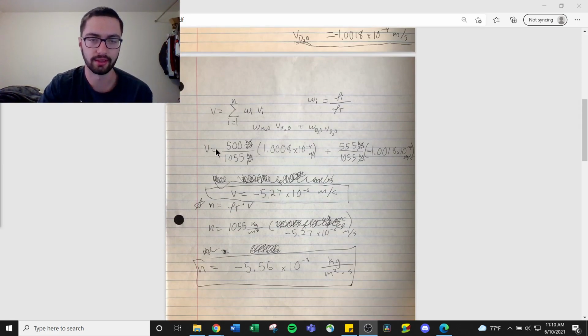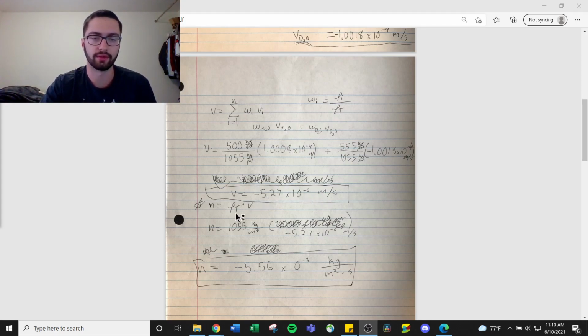And when we plug in all the numbers, the mass fraction is equal to the mass concentration of the component over the total mass concentration. Then we just solve for the velocity of each of them. So you get the mass average velocity is equal to negative 5.27 times 10 to the negative 6 meters per second.